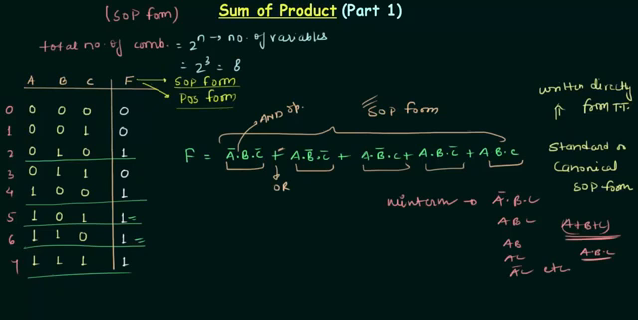I write it like M0, with a small m. The small m represents that it is a min term. Capital M represents the max term. This 0 represents the decimal equivalent. So I can represent this case as M0. Similarly, M1, M2, M3, M4, M5, M6 and M7. This is how I will write down the min terms.